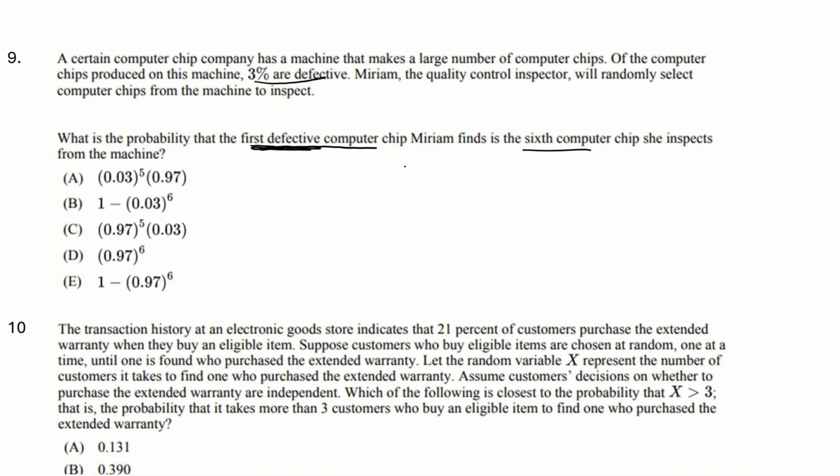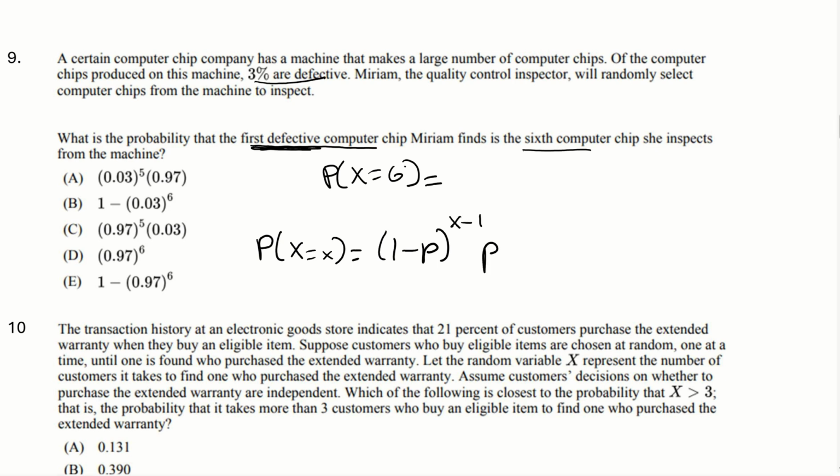So the first one is the 6th computer chip. So that means P of X equals 6. All right, and then the formula for geometric distribution, we'll go ahead and write it out here, is 1 minus p, raised to the x minus 1 power, times p. Okay, where p is the probability of success.